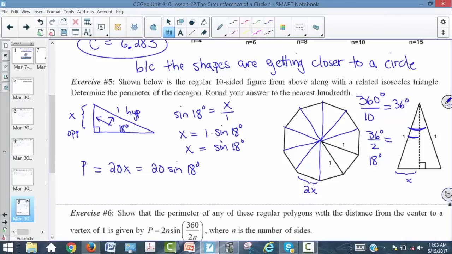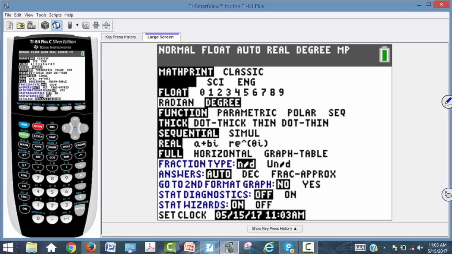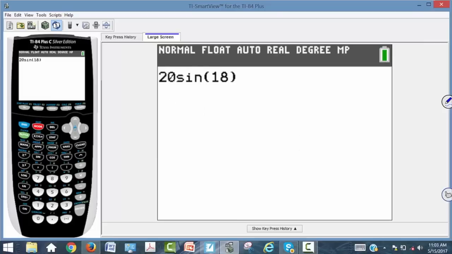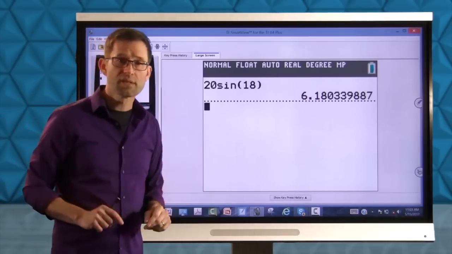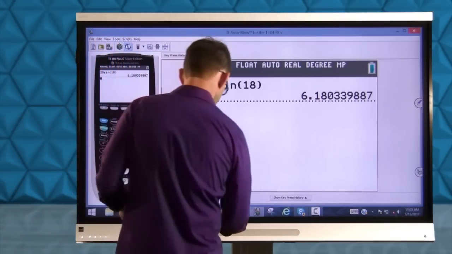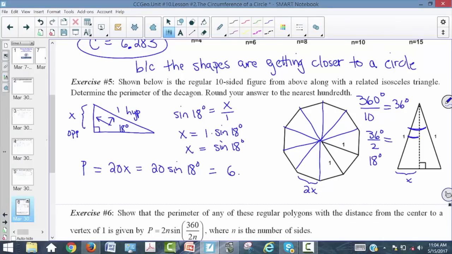And let's take a look at what that is. Clear. 20 times the sine of 18 degrees. Oh, I should probably make sure I'm in the right mode. Let's take a look. There I am, degree mode on my calculator. If I'm in radian mode, completely incorrect answer. But I've got 20 times sine 18, and I get 6.180. That's my perimeter. Now, what did they want? Round to the nearest hundredth. So I can just say 6.18.